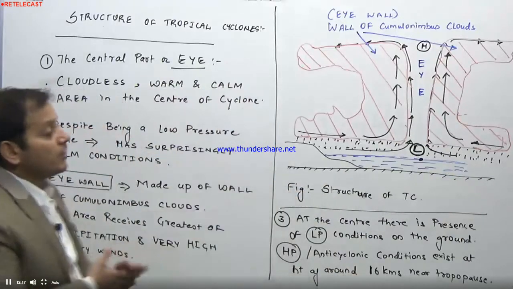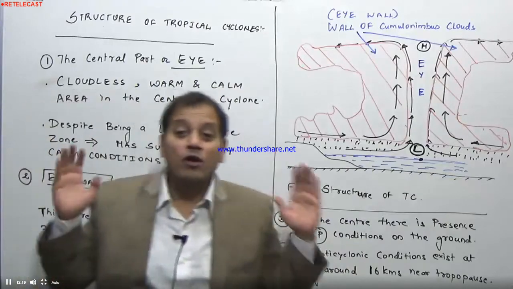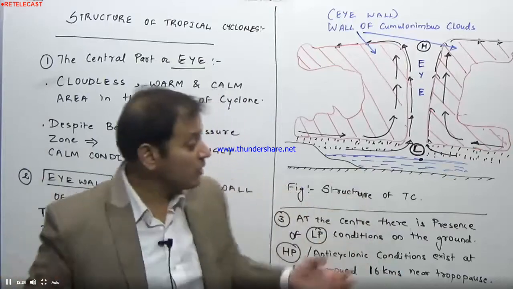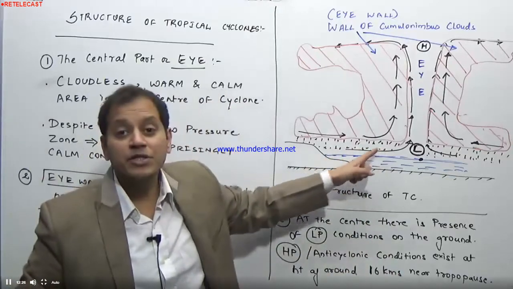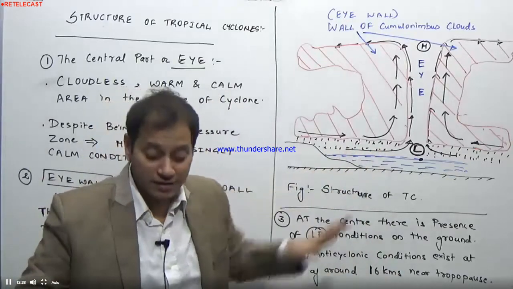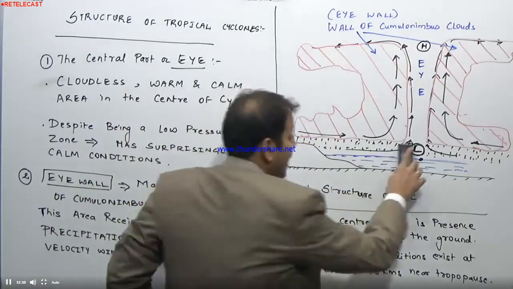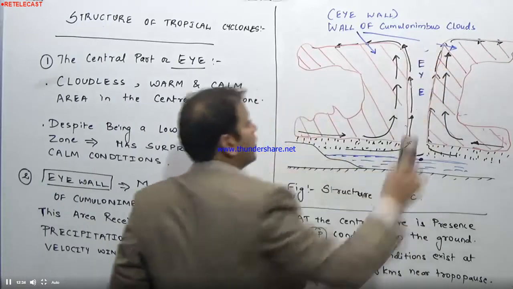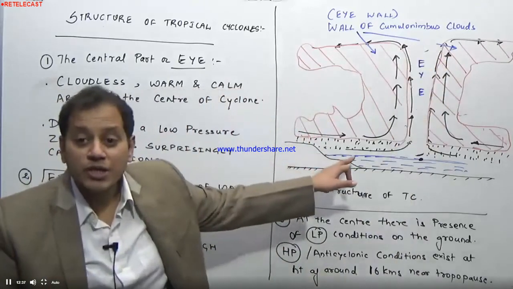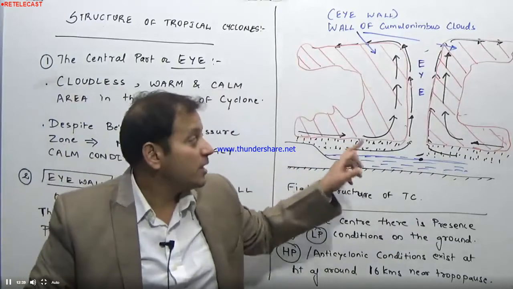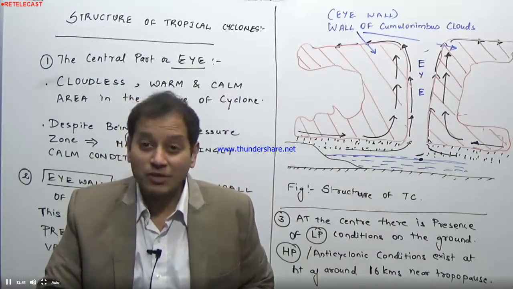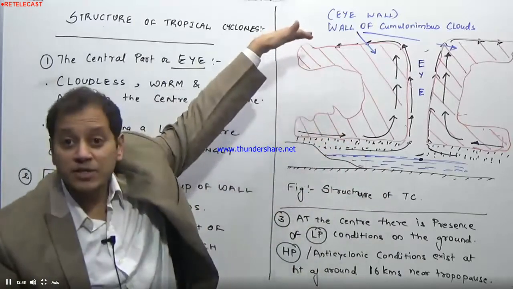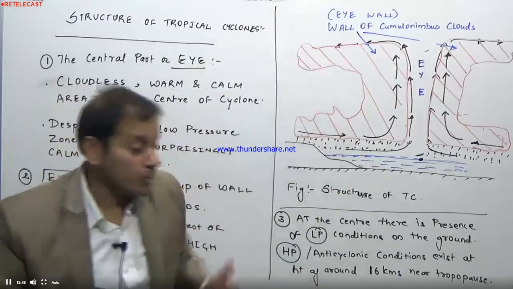Now, surrounding the eye is a wall of cumulonimbus clouds. And because it is a wall of cumulonimbus clouds, obviously it is that part which receives the rainfall, not the eye of a cyclone. As you can see here, the eye of a cyclone does not receive any rainfall, while the rainfall is associated with the surrounding parts, that is the wall of cumulonimbus clouds. It has very large diameters, and the height sometimes extends up to the tropopause.